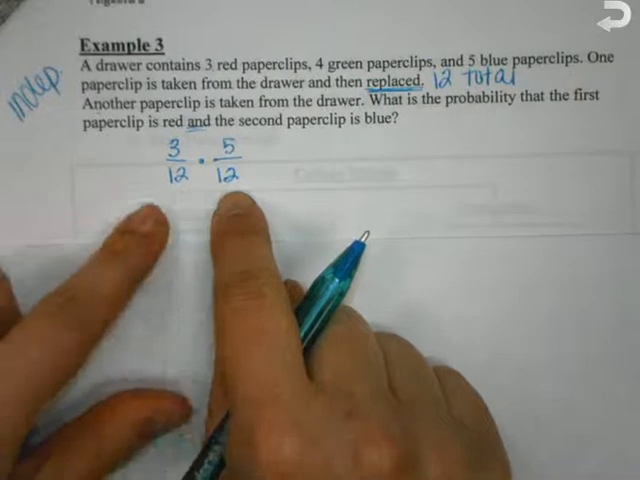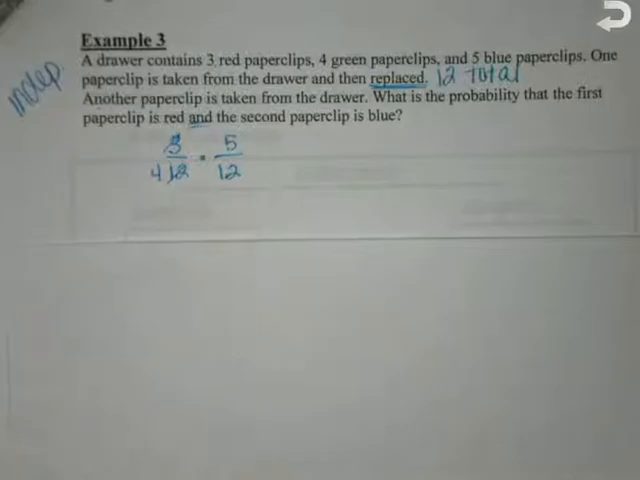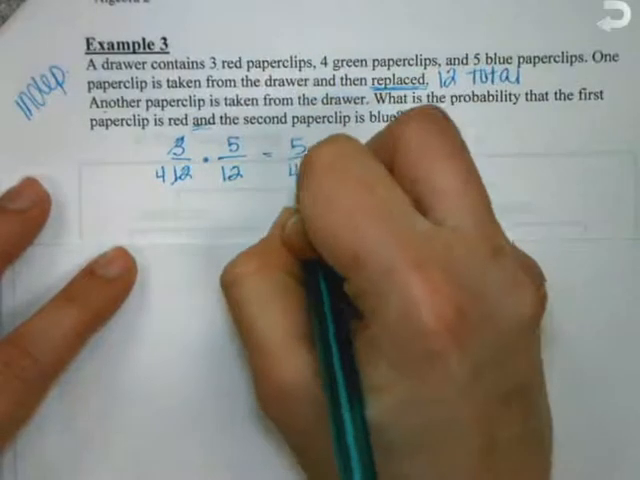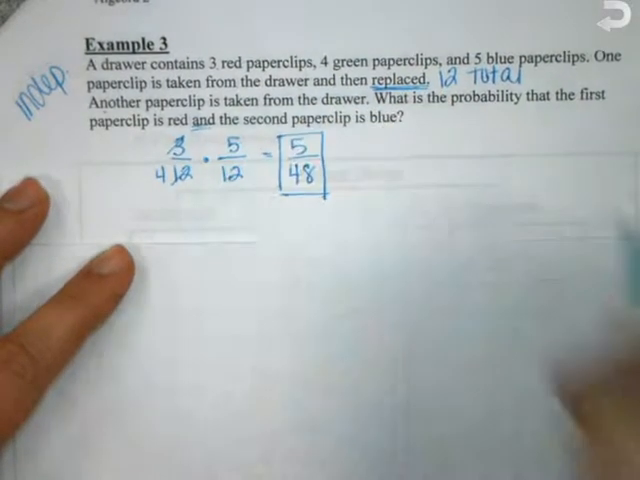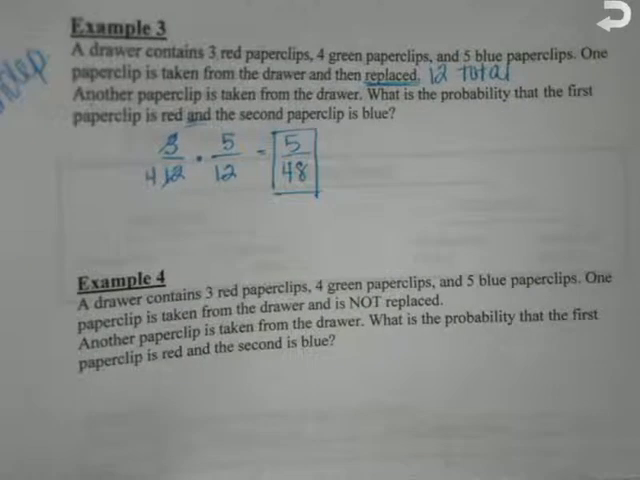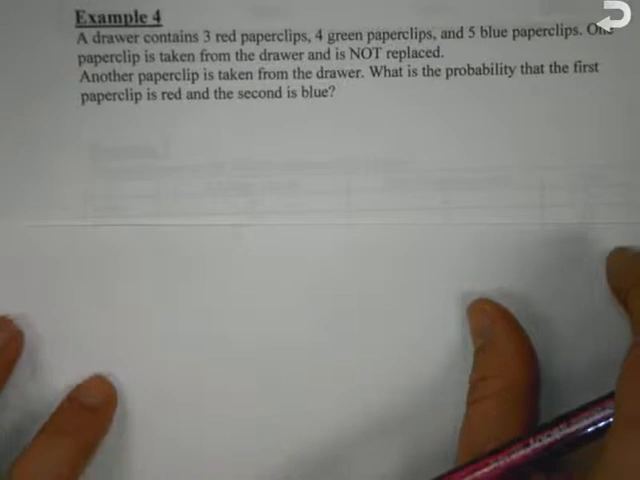So that's going to be 3 goes into 12, 4 times. So that's going to give me 5 over 48. And that doesn't reduce anymore. Not bad? Okay. So same drawer, paper clips. Example 4. 1 is taken from the drawer and not replaced, and then we draw a second one.